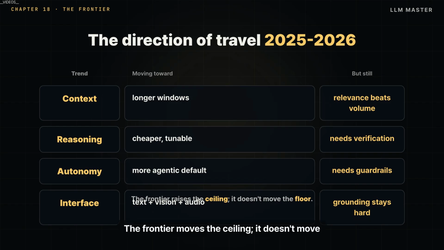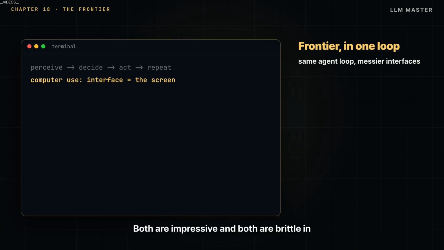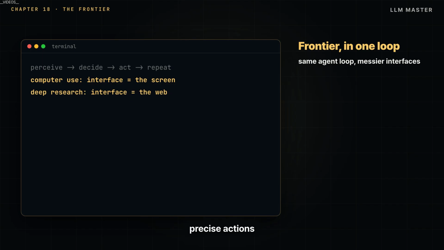The frontier moves the ceiling. It doesn't move the floor. Build on the durable parts and let the frontier be upside. So here's the frontier in one frame. Models are learning to operate screens and to run their own research, and both are the same agent loop you already know, pointed at messier interfaces, pixels, and the open web. Both are impressive and both are brittle in exactly the places you'd predict: long horizons, precise actions, and unverified claims.